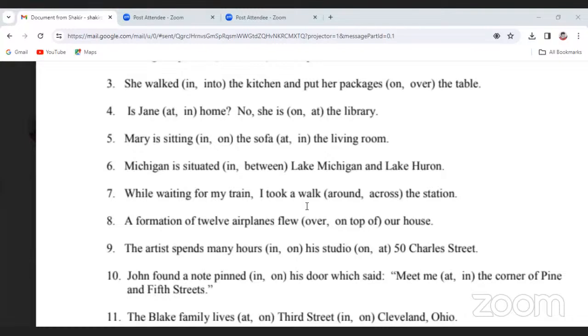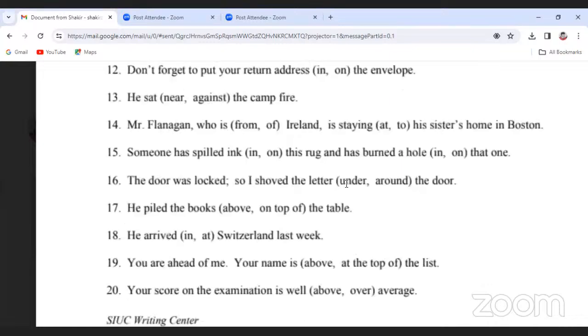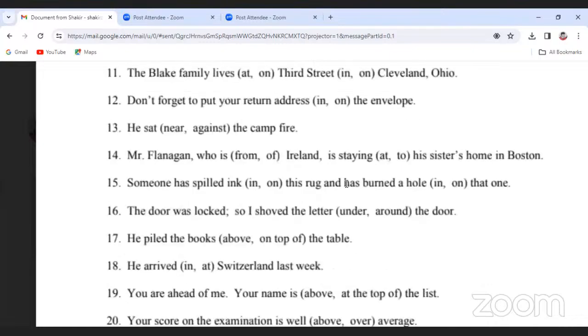We move to 11. The Blake family. Okay, I'm putting forward questions number 11 to 20. I would like all of you to go through it. Try analyzing the answers, and in 5 minutes or 10 minutes we shall be discussing the answers. Okay, the screen is in front of you. Think, and then we will be discussing it in a while.